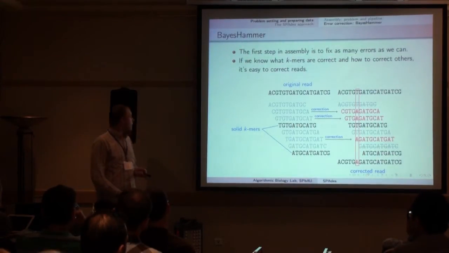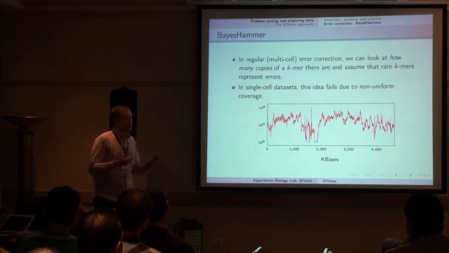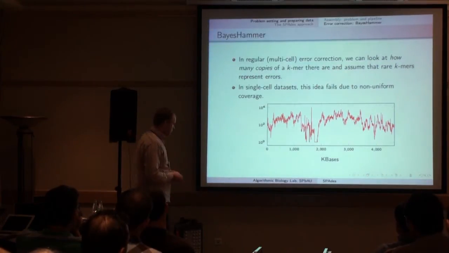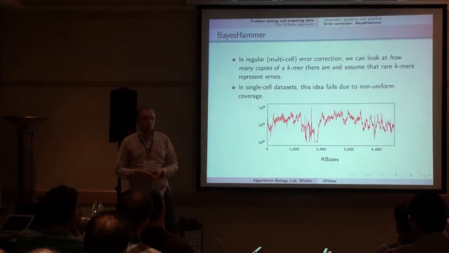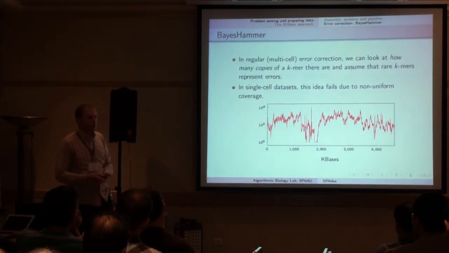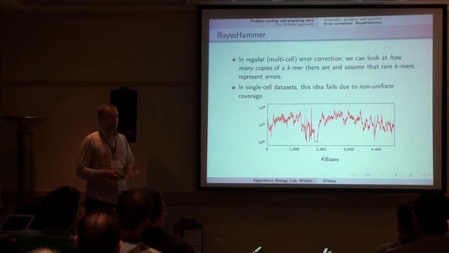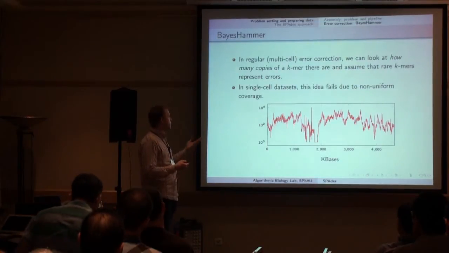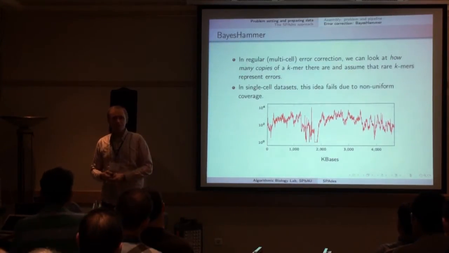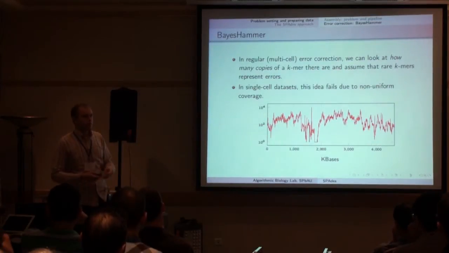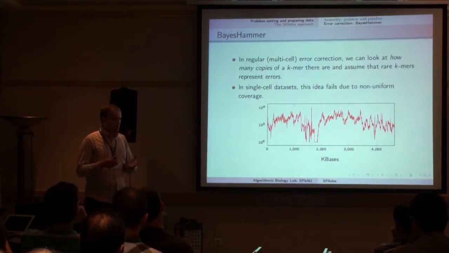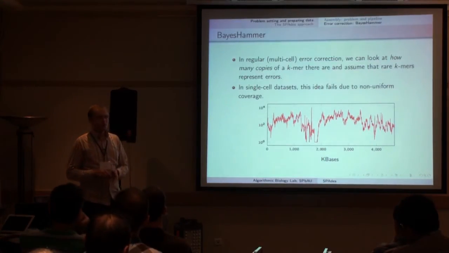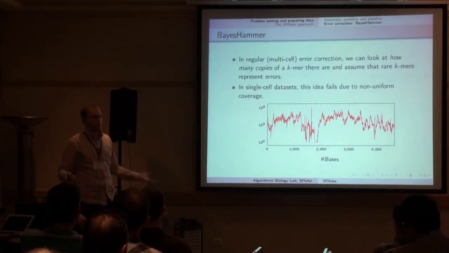And in regular multi-cell error correction in tools like Quake, of course what you do is you count the k-mers, and you look at how many of them you have, and then you say that k-mers that occur seldom, that rare k-mers, represent errors, contain errors, and you throw them away, and then you try to correct the reads from the solid k-mers that are highly covered. Of course, in single-cell datasets, this does not work at all. So there is no global threshold that you can apply.